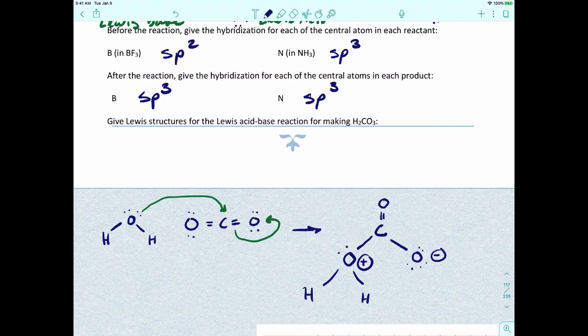So in this case, because water is doing the attacking, water is your Lewis base. And since carbon dioxide is the molecule that's being attacked, this is your Lewis acid.